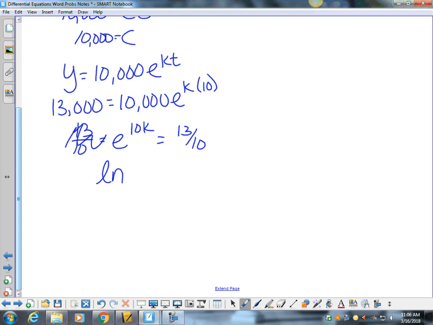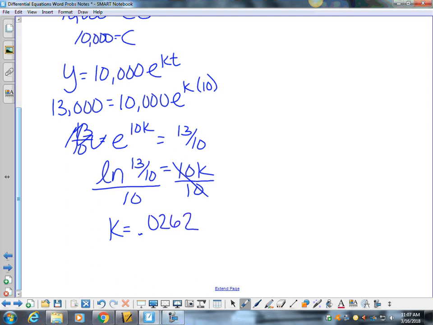So ln of 13 over 10 equals 10k. Divide by 10. Then that's straight up calculator. Go 3 decimal places, but you know I don't like zeros. What do we got? You got it. Okay, awesome. That's K and I know C.